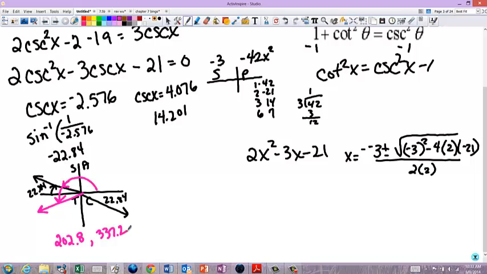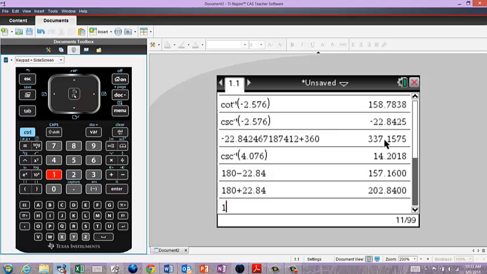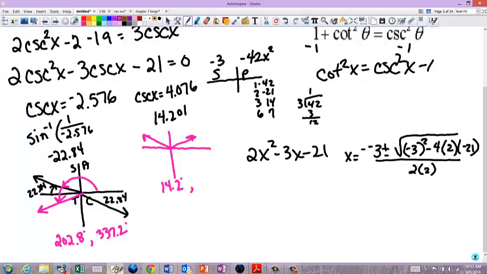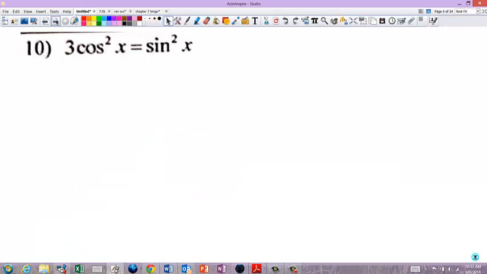337.2. And then the other one, the 14.2, so where's it positive? Cosecant is positive where sine's positive, here and here. So it would be the 14.2 and then the 180 minus 14.2, which gives me 165.8, which is the other correct answer. Gosh. This man is evil.